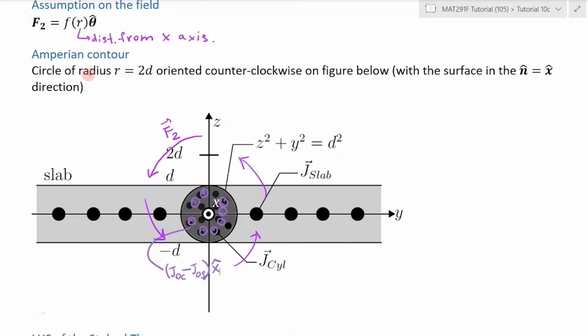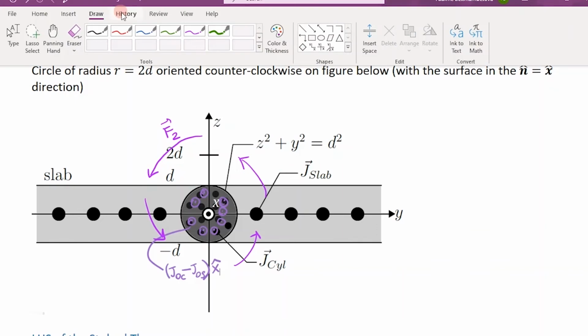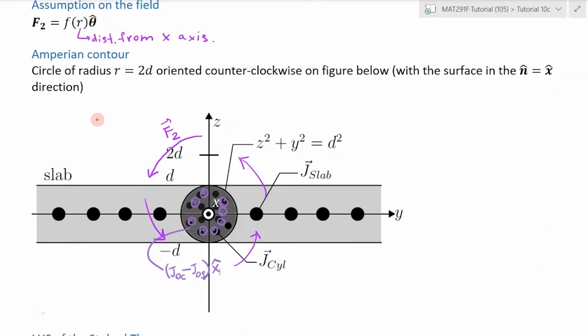Now let's set up the Amperian contour. Now this part I'll actually go through quickly because I was told that you've already done this in class. So, the Amperian contour that we want would go through this point because that's where we're told the total field. So we'll make the radius of the circle equal to 2d. Let's orient the contour like this. By the right-hand rule, then, the direction of the surface is like this.